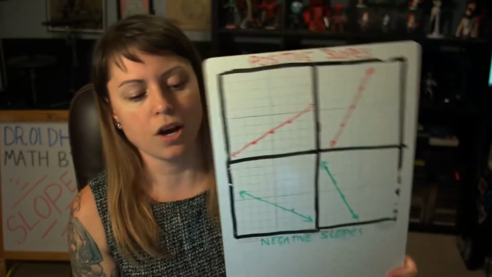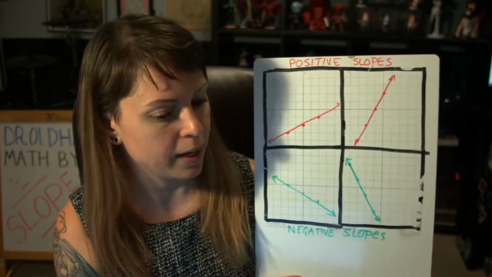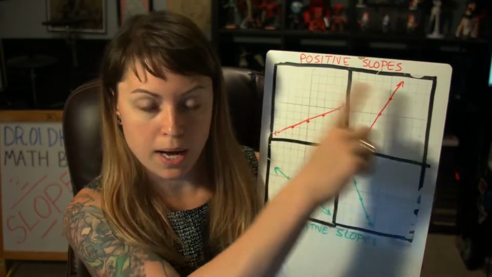The biggest thing you just need to remember about slope is slopes are just hills. If it's a big hill, it's a big slope. If it's a little hill, it's a little slope. And if there's no hill at all, it's a slope of 0 because you're just walking on a sidewalk. And then if you go down the hill, it's negative. That's all slope is. So when we're looking at it on a coordinate plane, we've got our positive slopes and our negative slopes.